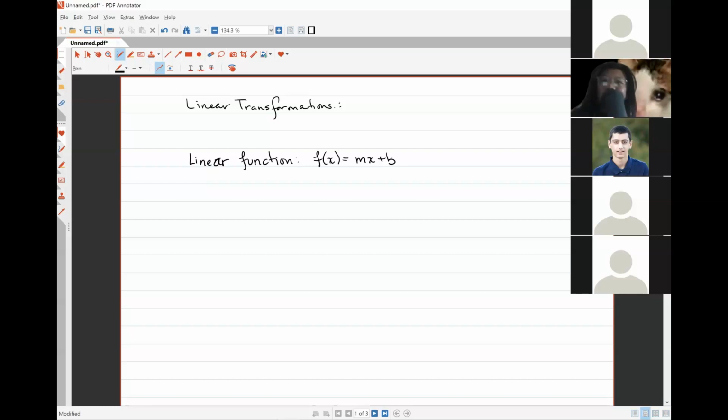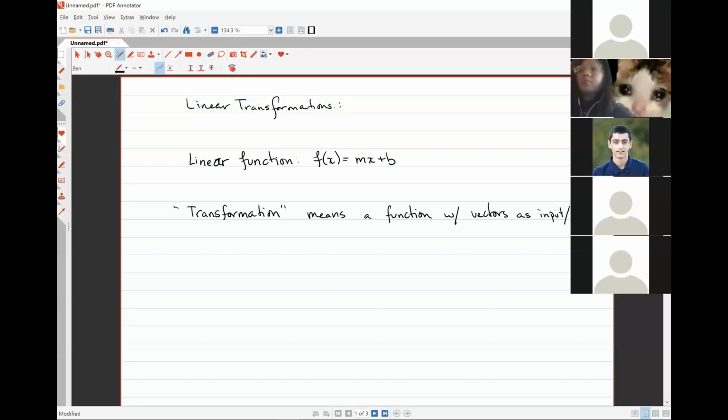When we talk about linear transformations, the convention is that when we use the word transformation, it puts us in the context of linear algebra. So when we say a transformation, we usually just mean a function on vectors. And instead of always thinking of it as an input-output kind of situation, we can think of it as a more dynamic thing, right?